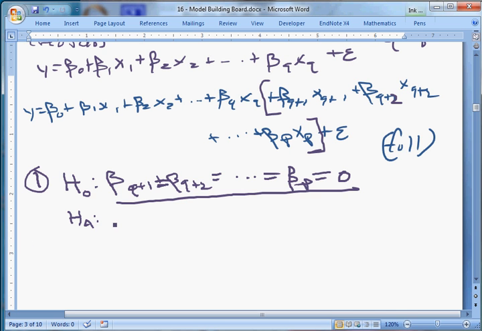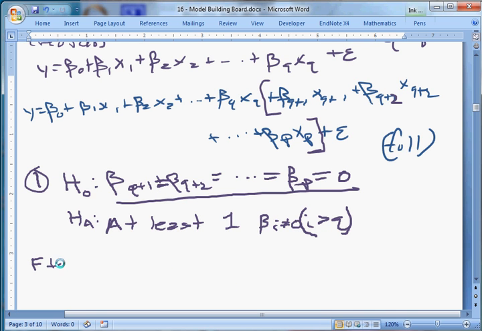And then HA, our alternative, is saying that at least one beta i for i greater than q is not equal to 0, meaning that one of these coefficients is different from 0, where we're only talking about the coefficients for the new variables that we've thrown in. I hope that makes sense. So this is just like an F test of joint significance, but it's joint significance for a subset of variables, and that's what this is actually called.